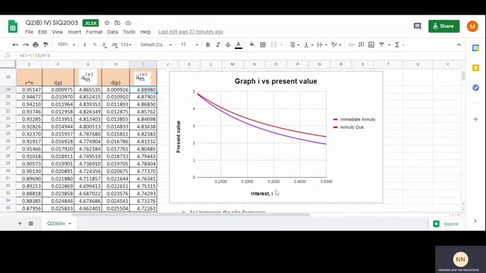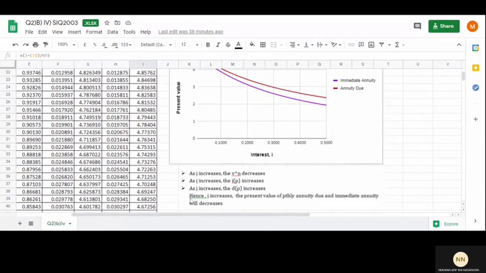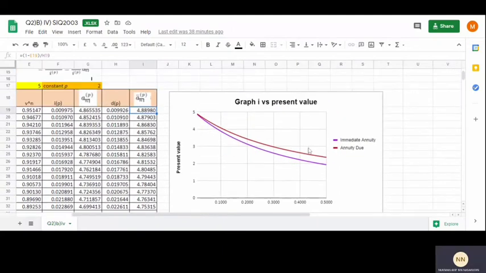The x-axis is the interest and the y-axis is the present value, with purple for the immediate annuity and red for the annuity due. So from the graph, you can say that as i increases, the present value of the annuity due and the immediate annuity will decrease. We see the decrease from here to here.